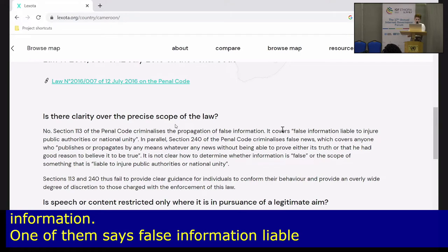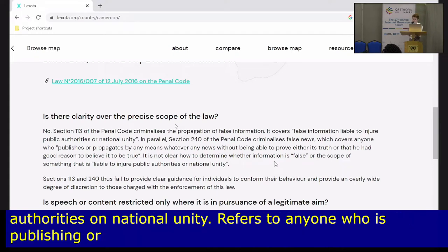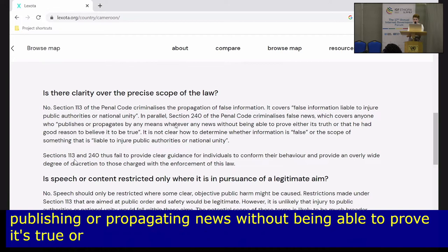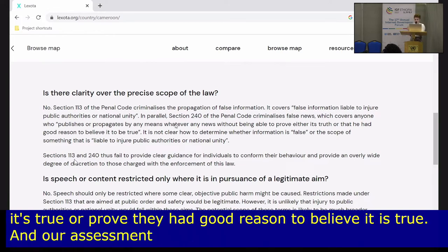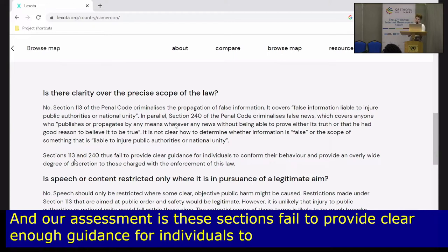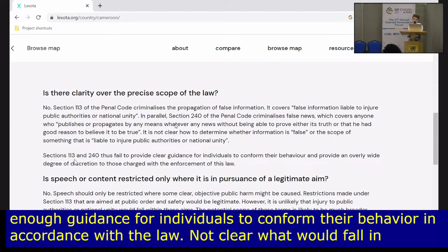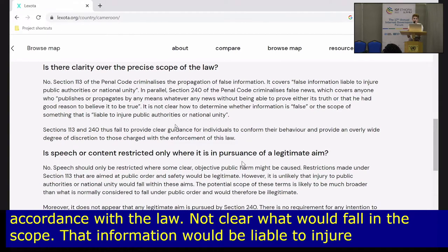Section 240 refers to anyone who is publishing or propagating news without being able to prove that it's true, or to prove that they had good reason to believe that it is true. And our assessment is that these sections fail to provide clear enough guidance for individuals to conform their behavior in accordance with the law. It's not clear what would fall in the scope of false information. It's not clear how it would be assessed that that information would be liable to injure public authorities or national unity. And it's not clear what the threshold would be for being able to prove the truth of a piece of information.